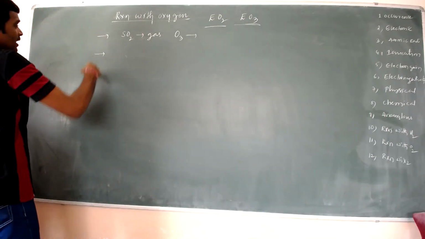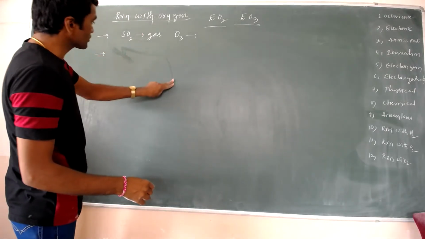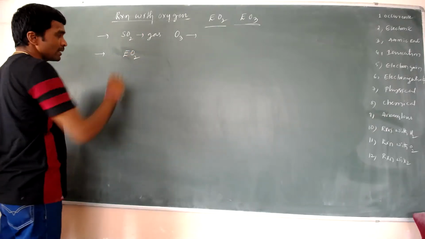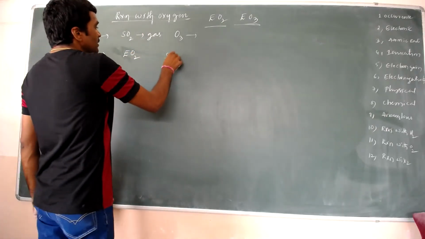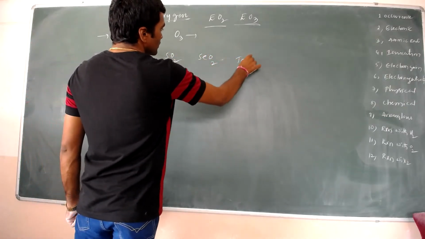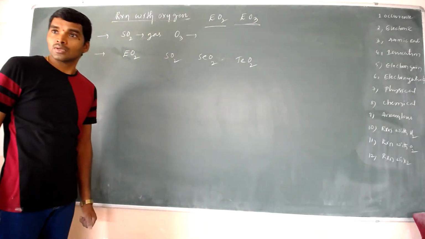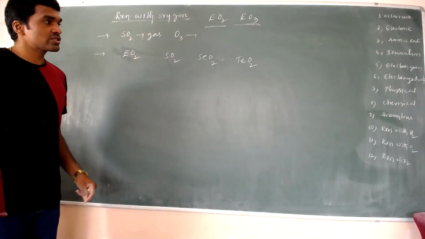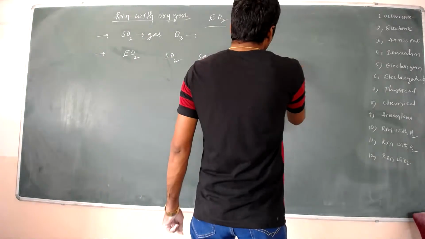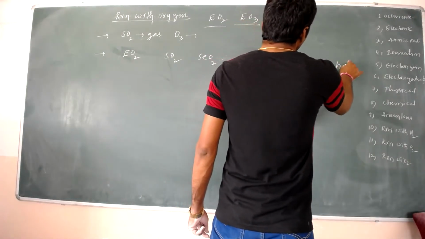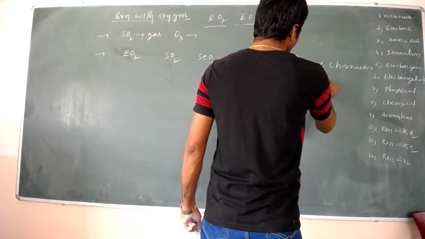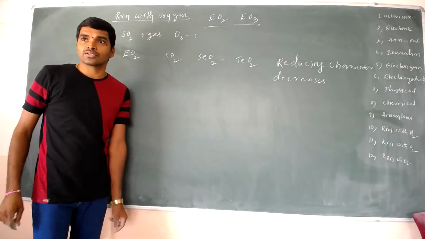And the important point is that here in the EO2 types, sulfur, selenium, and tellurium, these oxides' reducing character decreases. What happens? The reducing character decreases for these oxides.